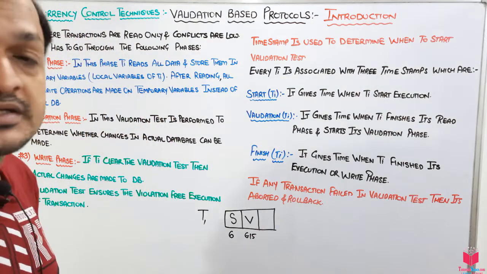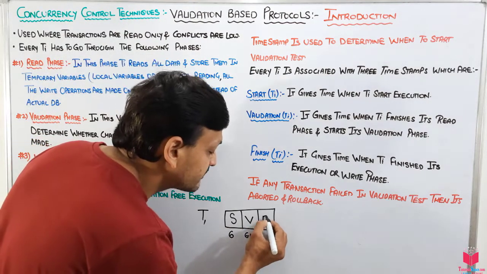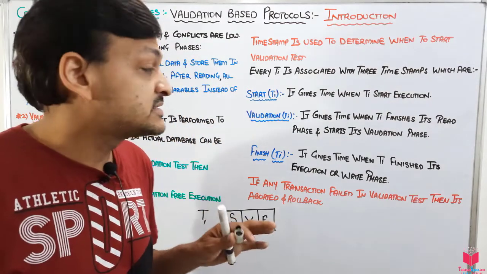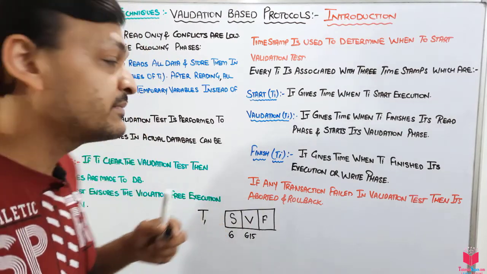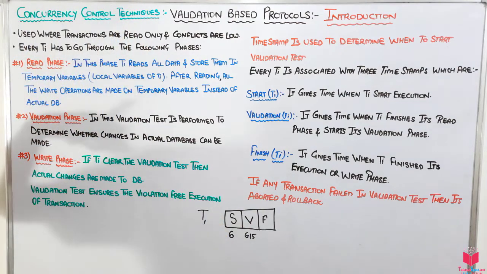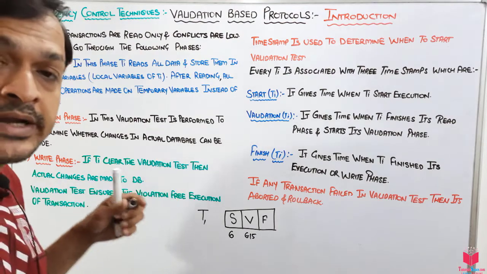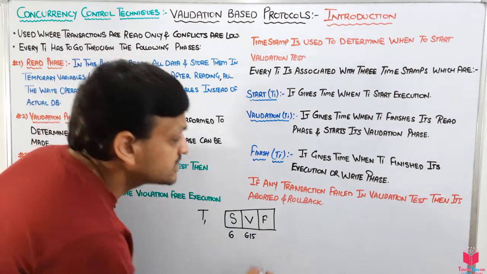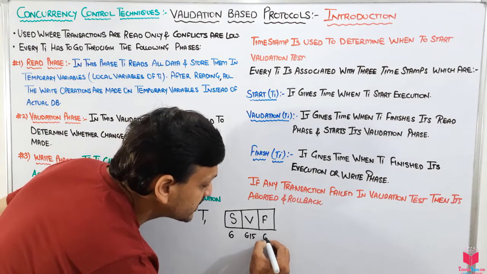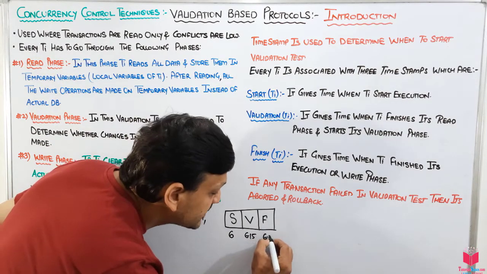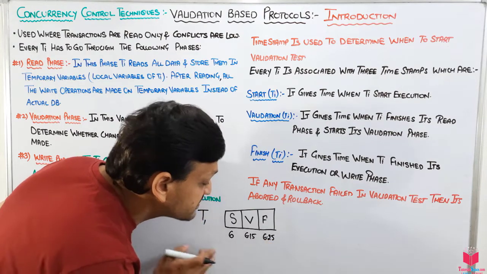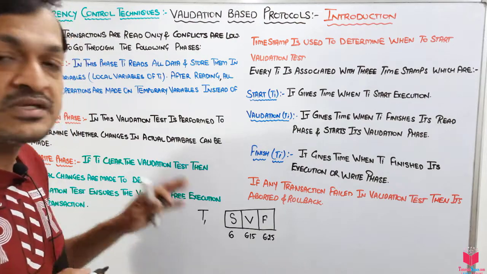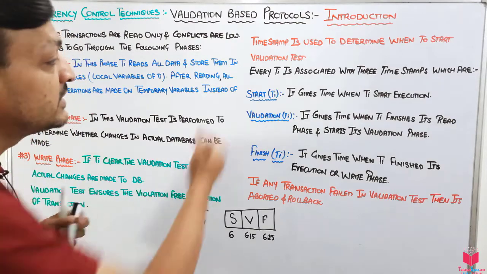Then there is Finish(Ti), that is F of Ti. It gives the time when Ti finished its execution or write phase. That means when it has passed the validation phase, it is time to write the actual values to the actual database. That time is the finish time. Suppose it took 10 minutes for validation, that means 6:25. So this is the timestamp given to the transactions. In this way we provide three timestamps to every transaction.